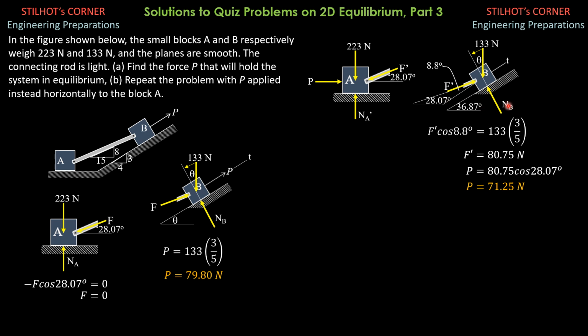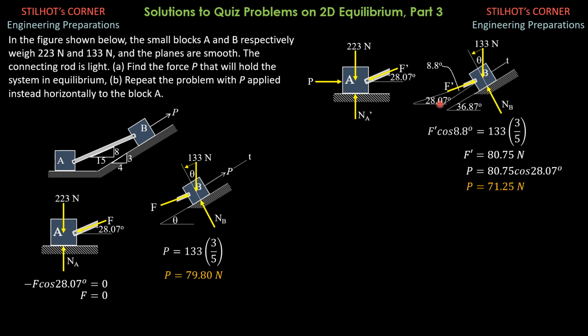Summation forces along X equals 0. The first equation would be F prime cosine 28.07 degrees minus NB sine theta. The X component of NB is NB sine theta, where sine theta is 3/5. Then 133 contributes nothing along X because it is downward. So the first equation: F prime cosine 28.07 degrees minus NB times 3/5 equals 0. Call that equation 1.